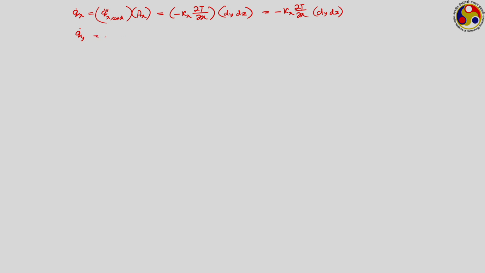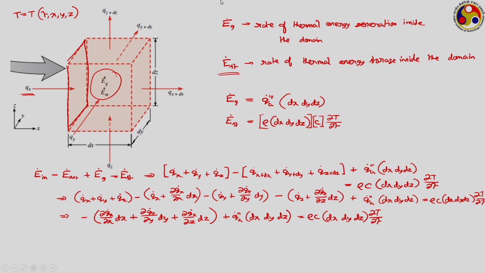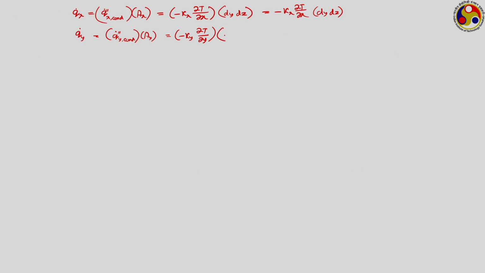Similarly, q dot y should be equal to the conduction heat flux acting in the y direction into the area having normal in the y direction. Using Fourier's law of heat conduction, this is minus ky dou T dou y, and which area now should we put? We are talking about the area which has its normal in the y direction, that is aligned in the xz plane. So, that is nothing but dx dz. So, it is equal to minus ky dou T dou y dx dz.